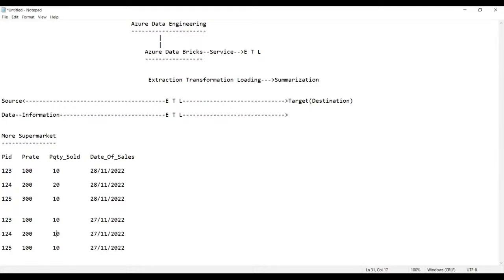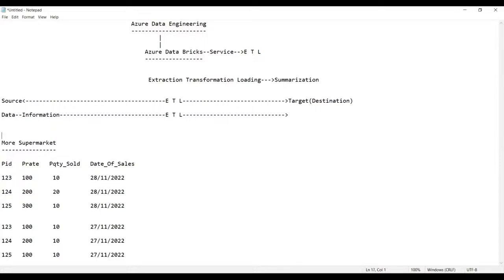Now guys, tell me, my query is here. The supermarket management wanted to know the net sales that took place on the 27th and 28th of November 2022, and find out the variation.